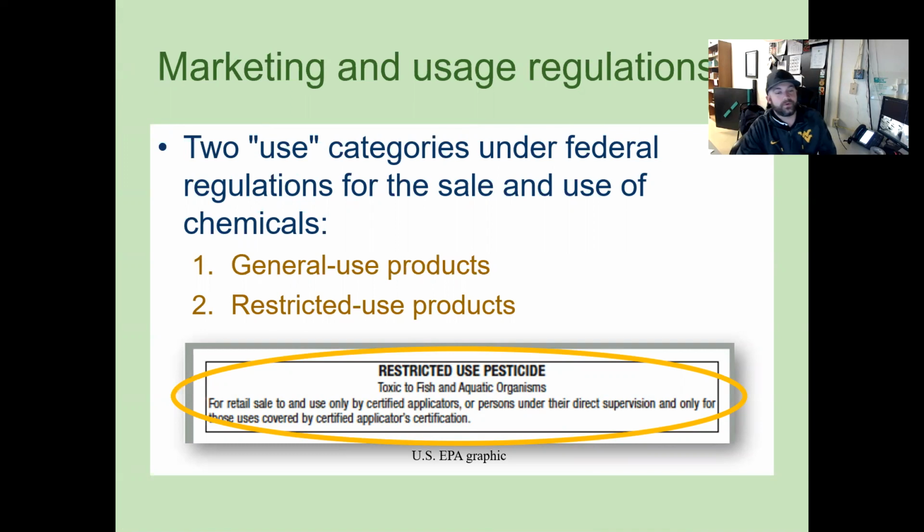There's two use categories under federal regulations for the sale and use of chemicals. There's general use products and restricted use products. So if you obtain a pesticide license through this class, you can use restricted use products. But if you don't have one, you'll have to stick to general use and you won't be able to buy those restricted use products.